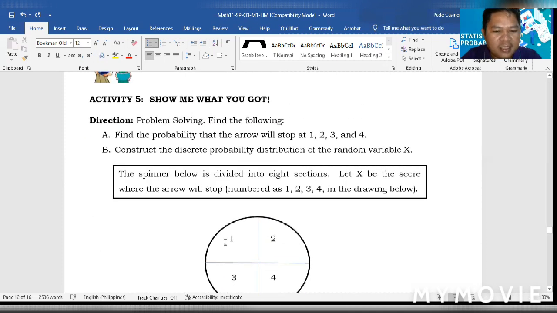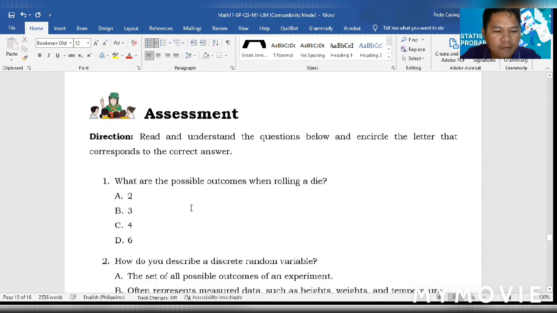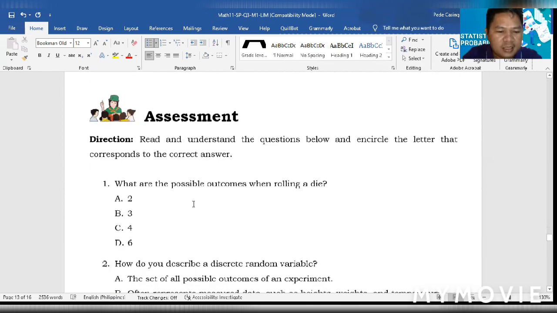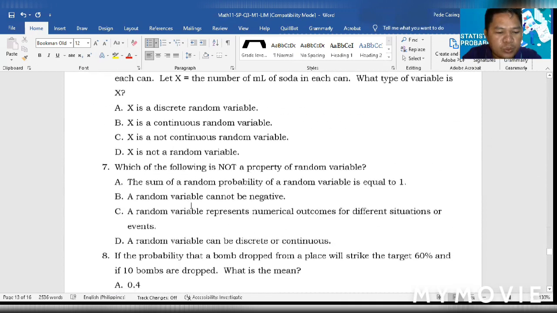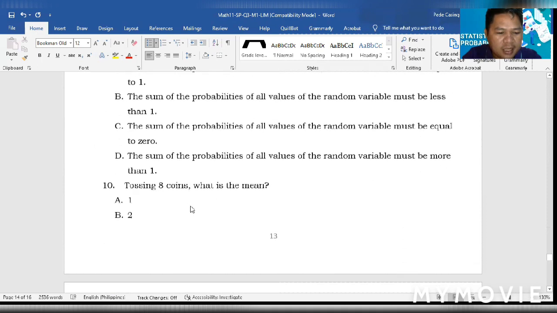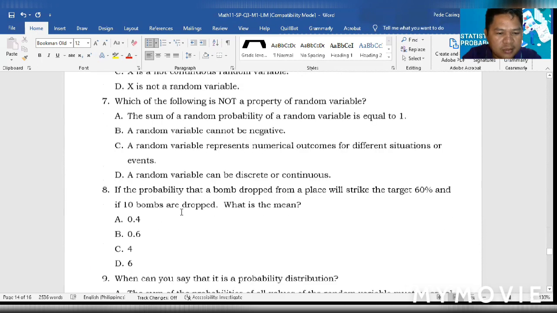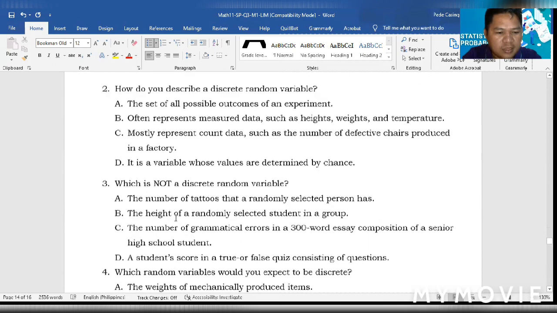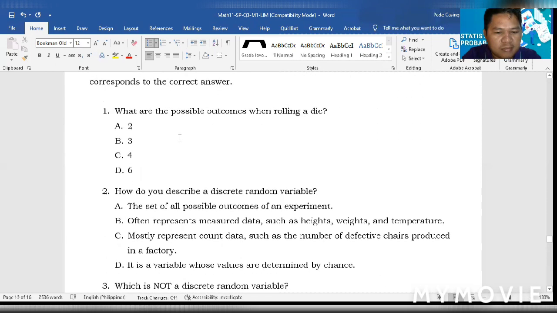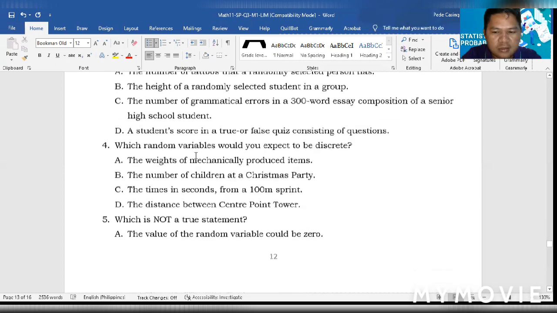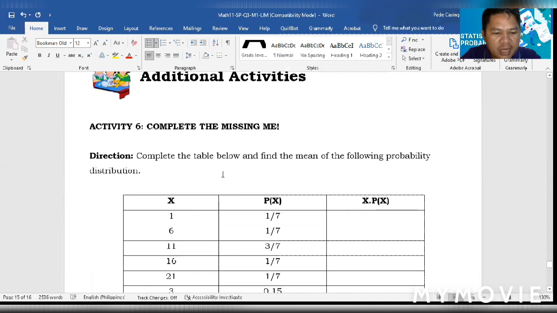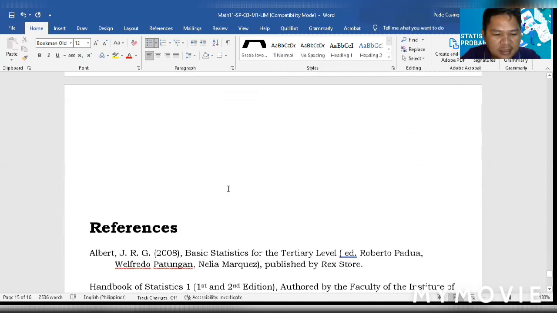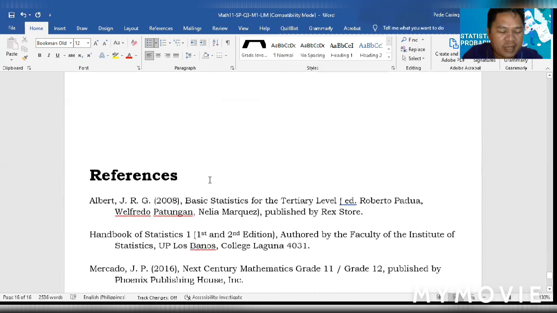So we have another here, the given problem. For the assessment, you answer the given problems or questions from 1 up to 10 in your modules. Okay. Then you have additional activities, and we have here the references.